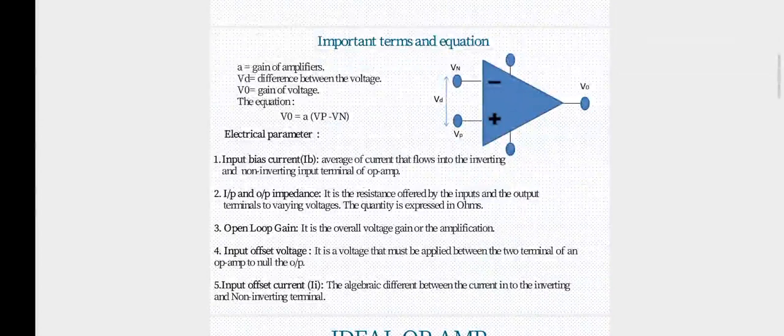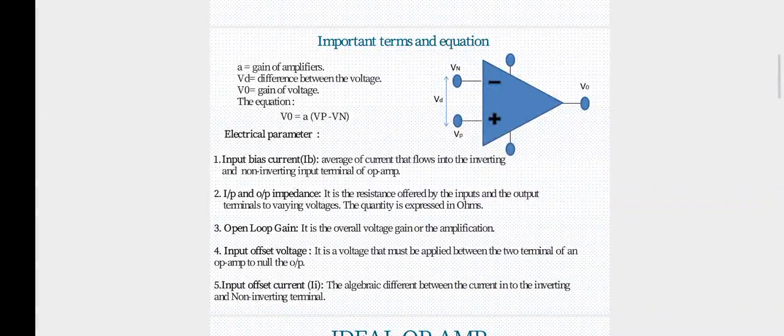Then the important terms and equation of the op-amp. A is the gain of the amplifier. Vd is the difference between the voltages. V0 is the output voltage. The equation is V0 equals A times (Vp minus Vn). The electrical parameters are input bias current, input and output impedance, open loop gain, input offset voltage and input offset current.